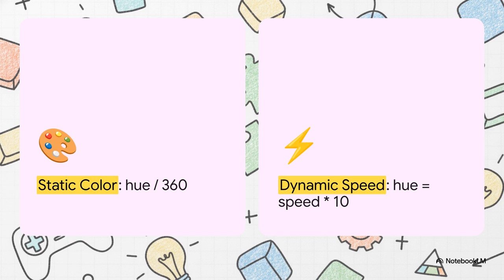Originally, the AI gave us a static color assignment. The hue was just a set number running through the color sys module to give the particles a specific look. But we're going to replace that with the dynamic speed mapping you see on the right. We changed the code so that the hue variable is mathematically tied directly to the particle's current speed. We're telling the program, let the speed dictate the color.